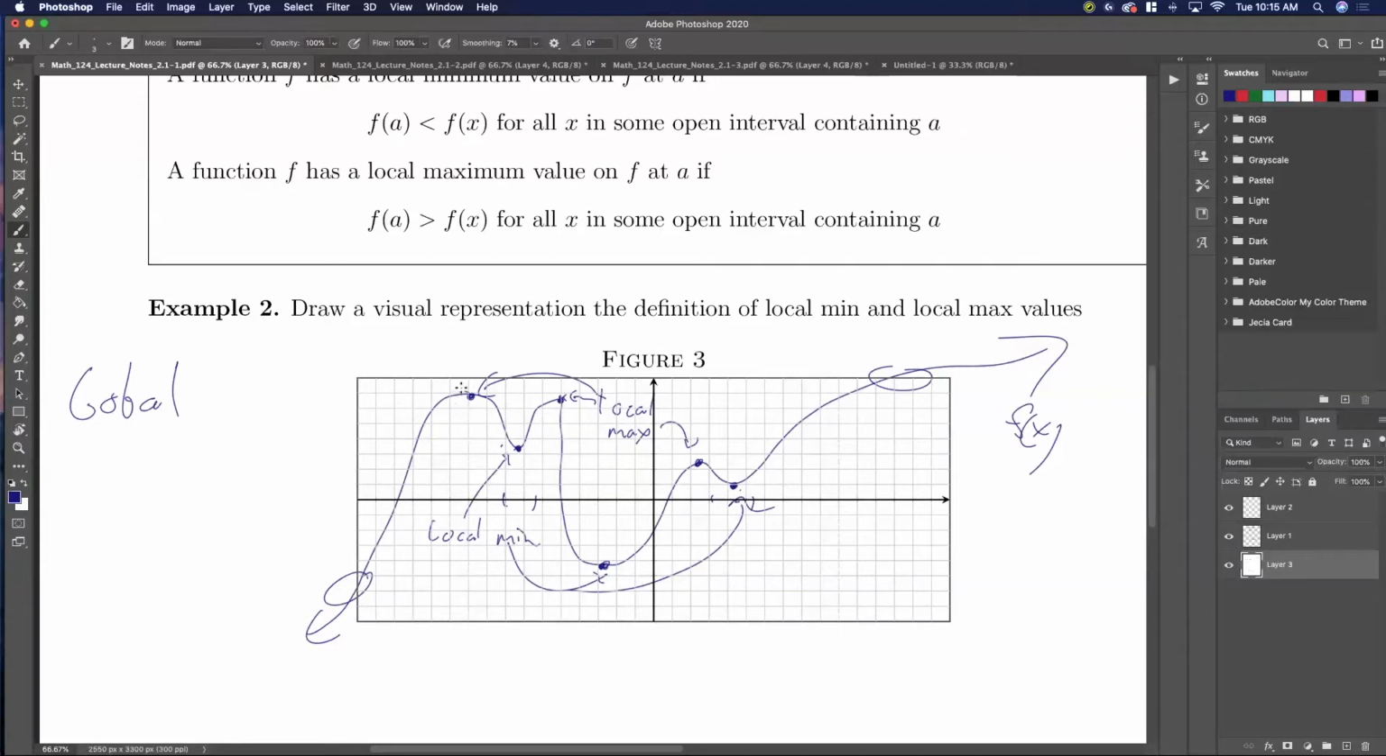And locally, we only need to be in a very small area, right? As long as it's true for some open interval, it doesn't matter how small, it's a local min or max. Does that make sense?